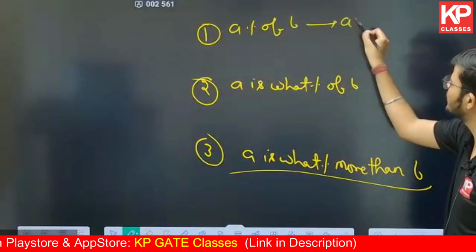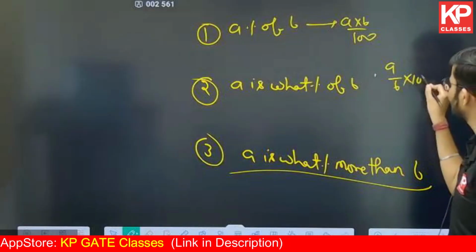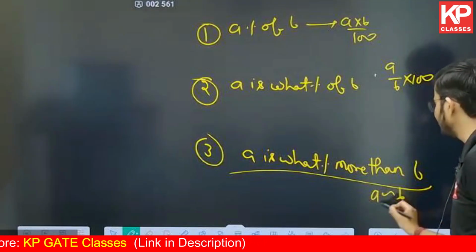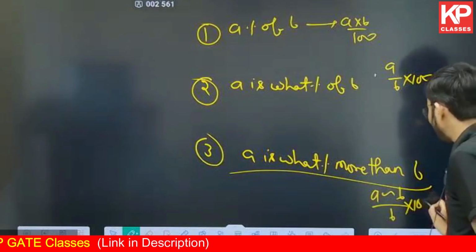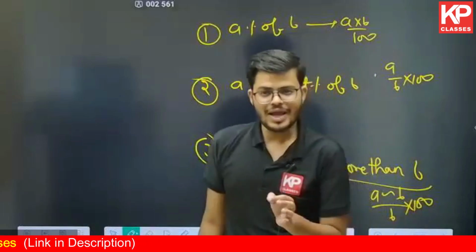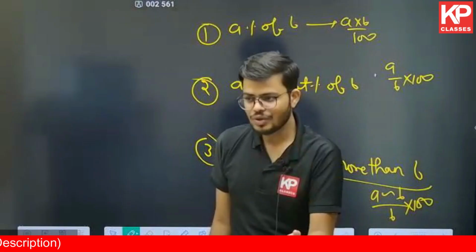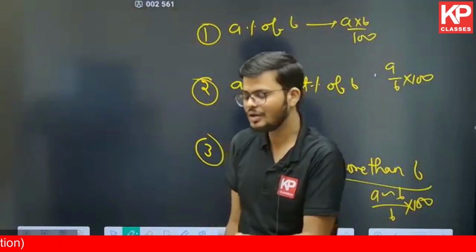A percentage of B, you know that is A into B by 100. A is what percentage of B? A by B into 100. A is what percent more or less than B? A plus or minus B divided by B into 100. So the percentage is what? Whatever unit you are calculating will be in the numerator, and the unit on which you are making the comparison will be in the denominator.